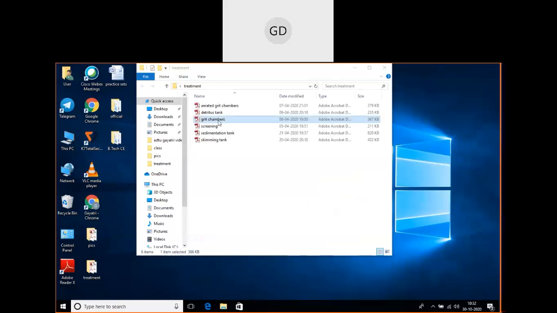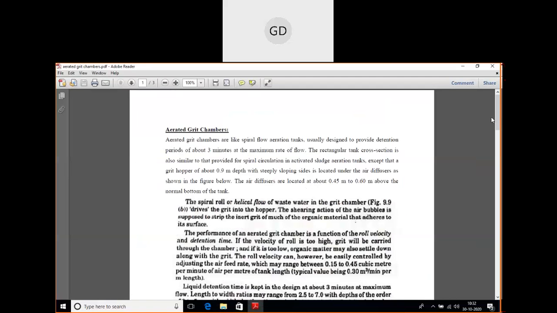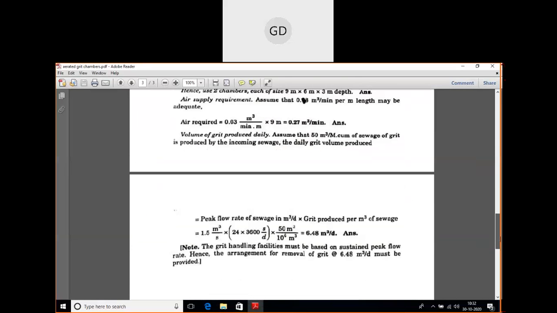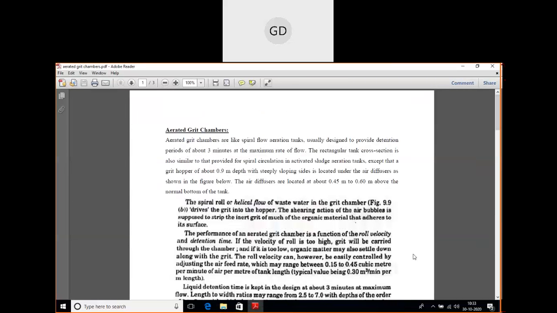Next, after your grit chambers, we are going through the aerated grit chambers. I already told you it is a grit chamber where spiral flow aeration tanks are used, and it is usually designed to provide a detention period of 3 minutes. See, these things are mentioned here. You need these for your numerical purpose.